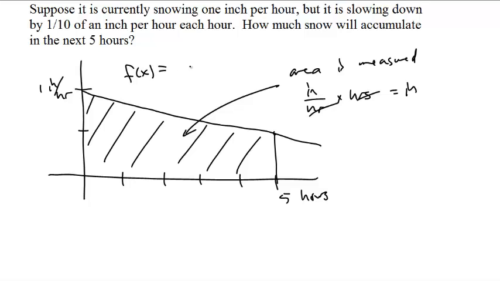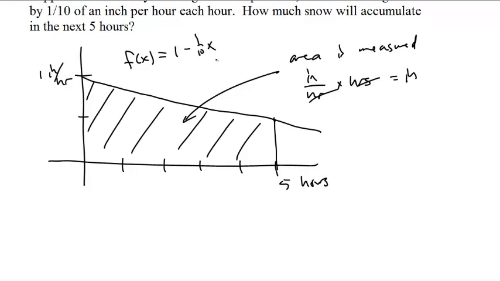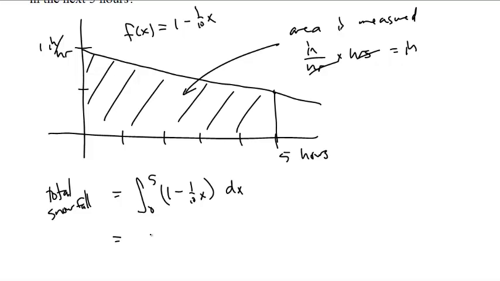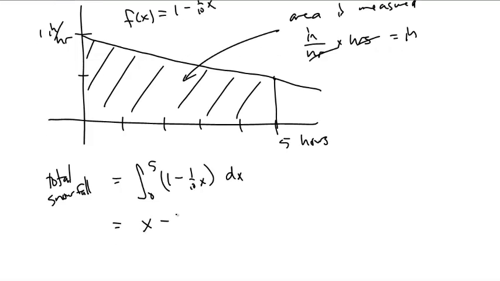F of x is 1 minus 1/10 x, and the total snowfall is going to be the integral from 0 to 5 of 1 minus 1/10 x dx, which would be what? This would be x minus 1/10 x squared over 2, evaluated from 0 to 5. Don't forget, we have to plug both in. I'm just using zeros a lot.